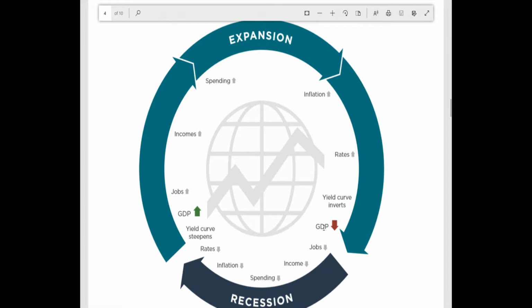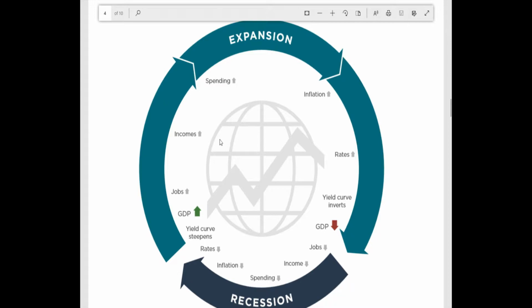Then gross domestic product, GDP, starts to decline. You start to see layoffs and people losing jobs. Therefore, family income goes down. As you have less income coming in, you can't spend as much, so you stop buying as many things and fewer things get manufactured. And then you potentially have deflation instead of inflation, or a lower inflation rate.